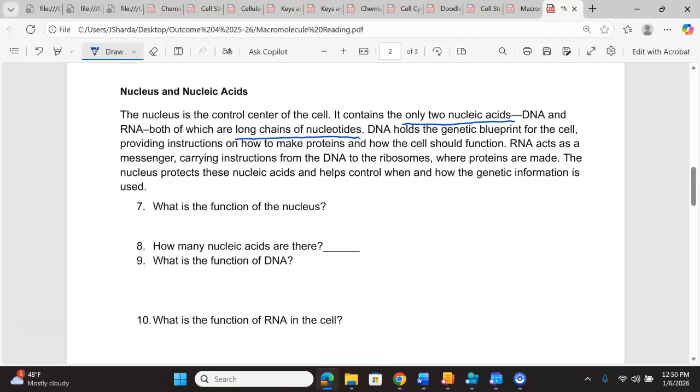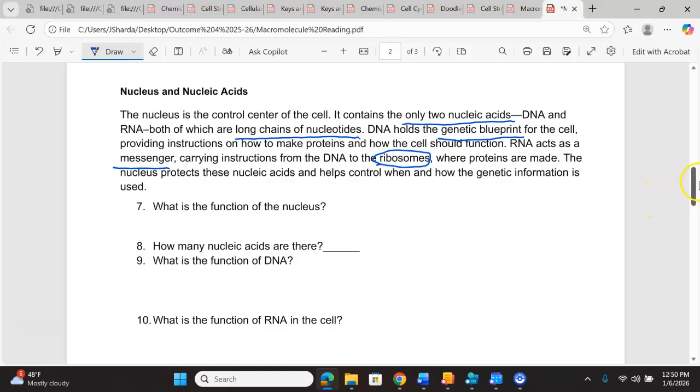DNA holds the genetic blueprint for the cell, providing instructions on how to make proteins and how the cell should function. RNA acts as a messenger. Okay. I'm going to go back here and underline genetic blueprint for the cell. Okay, RNA acts as a messenger carrying instructions from the DNA to the ribosomes where proteins are made. It seems like an important word because that's where proteins are made. The nucleus protects these nucleic acids and helps control when and how the genetic information is used.